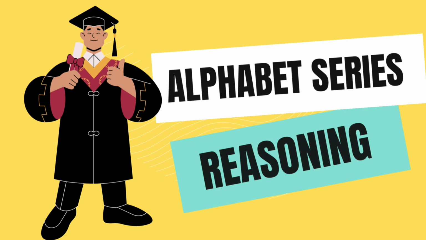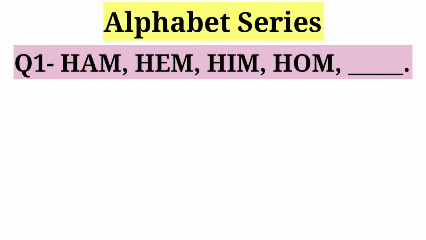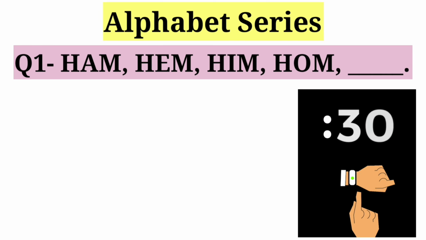Hello everyone, this is an alphabet series reasoning test. You will be given 30 seconds to answer each question. Let's start. The first question is HAM, HEM, HIM, HOM, and the time has begun. So you have to tell what will come next in this series.